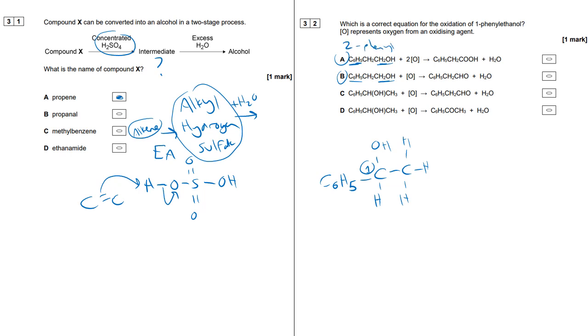If we were to oxidize this structure here, so the OH is on this carbon, you would turn that into a C double bond O, you get rid of the hydrogen, so that would give us C6H5COCH3, and that would be option D. That would be phenyl ethanone being produced.